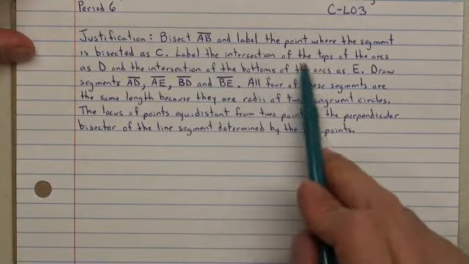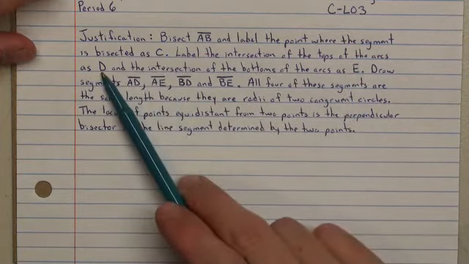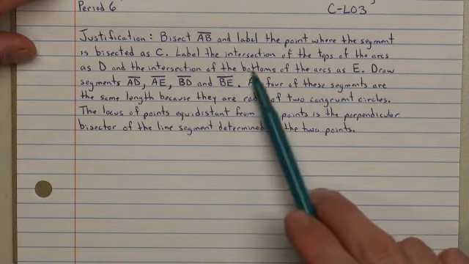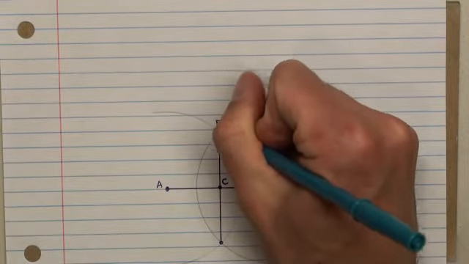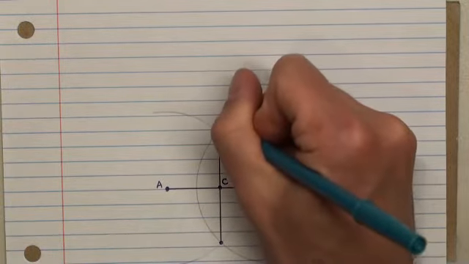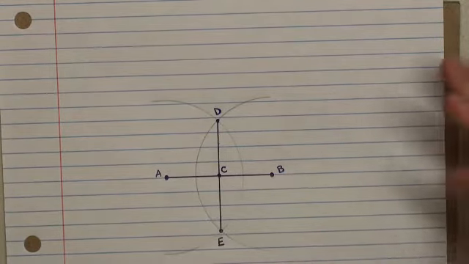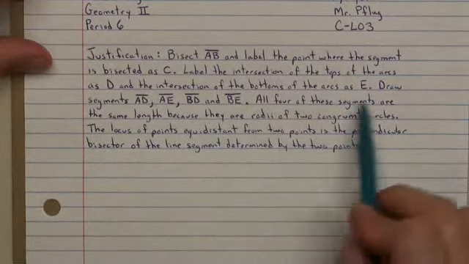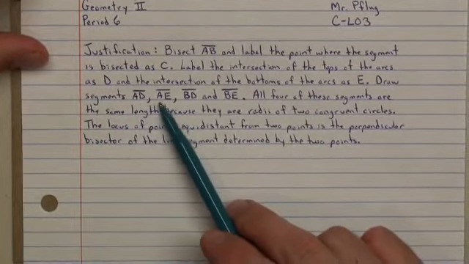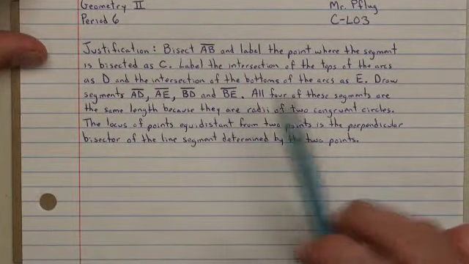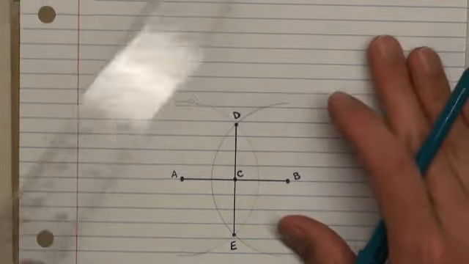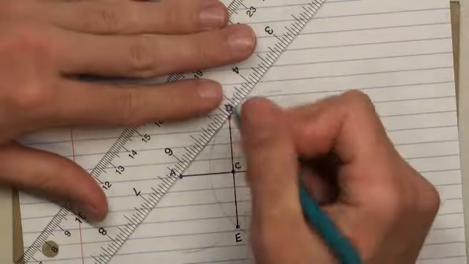Label the intersection of the tops of the arcs as D and the intersection of the bottoms of the arcs as E. So this point up here is D, okay, and this point down here is E. All right? Draw segments AD, AE, BD, and BE. Okay? So AD is right here.